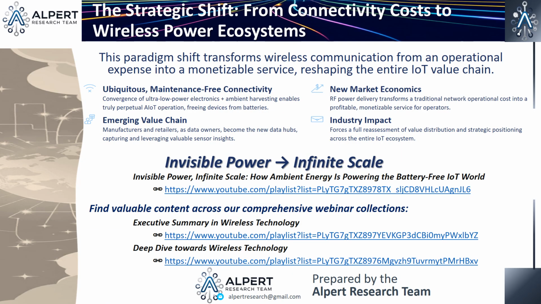I think the key strategic takeaway is that shift in market dynamics. This technology fundamentally transforms what used to be an operational cost for a network operator, blasting out a radio signal, into a monetizable service, providing wireless power. This movement creates new ecosystems where the manufacturers and retailers who actually own the sensor data become the new data hubs. They create value in a way that's separate from just providing connectivity. It forces a total reassessment of where value lies in the entire IoT chain.